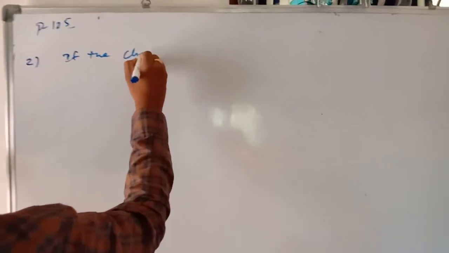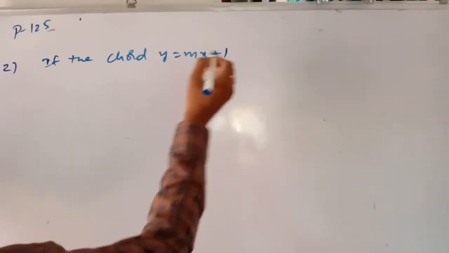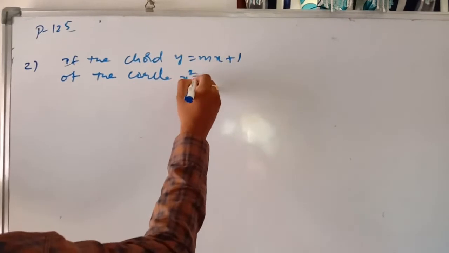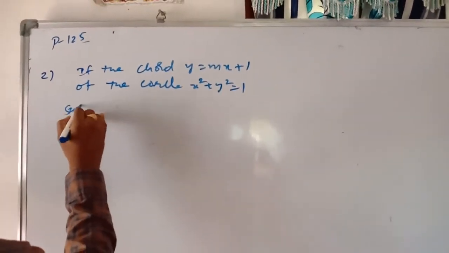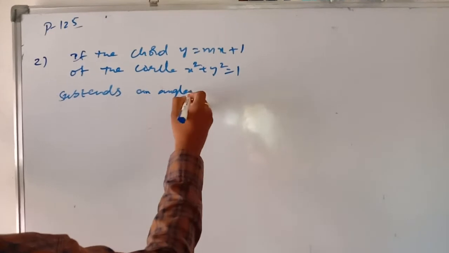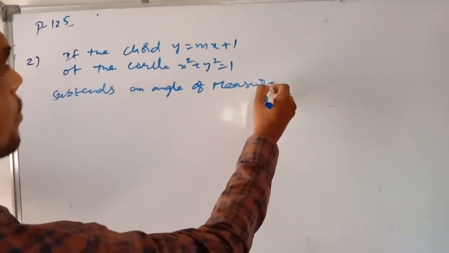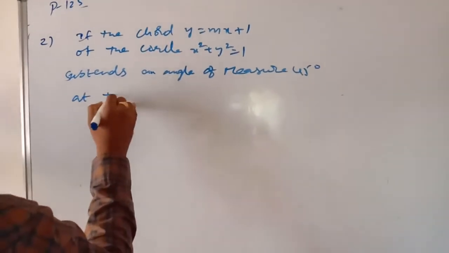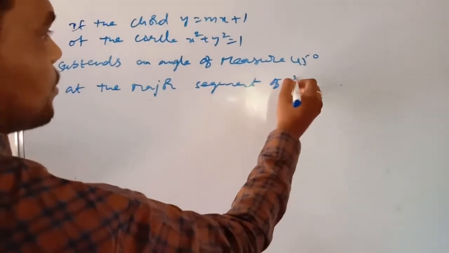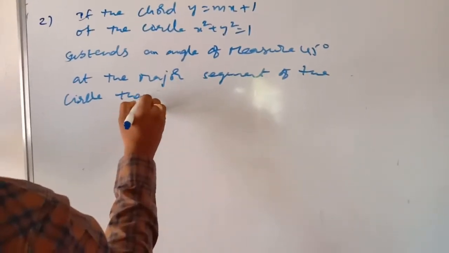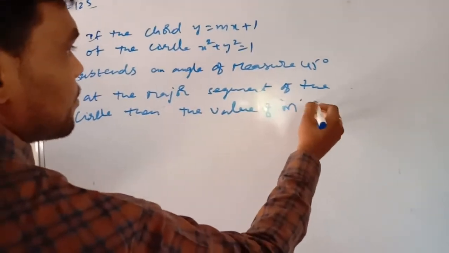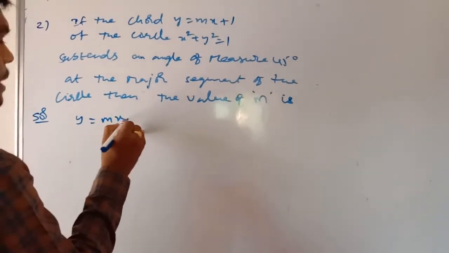And the line y is equal to mx plus 1 to the circle x square plus y square is equal to 1 subtends an angle of measure 45 degree at the major segment of the circle, then the value of m is... y is equal to mx plus 1.